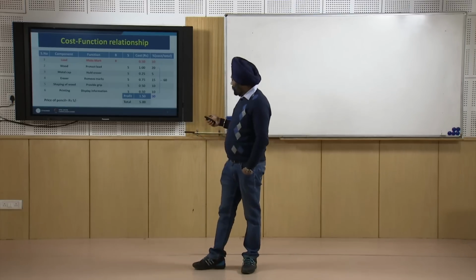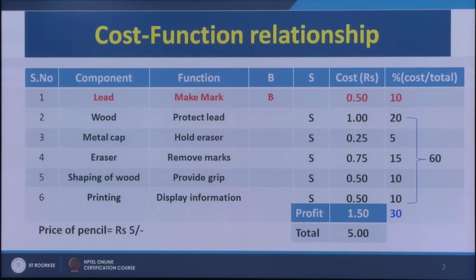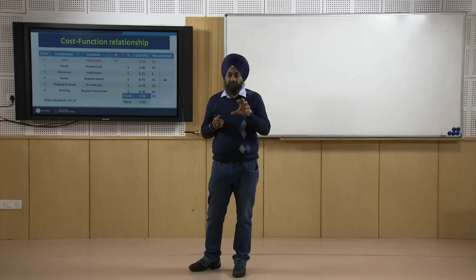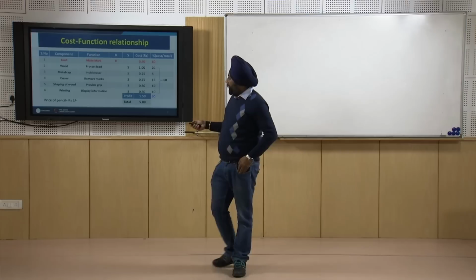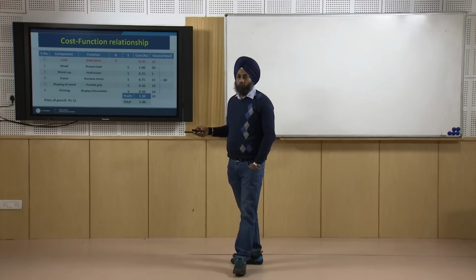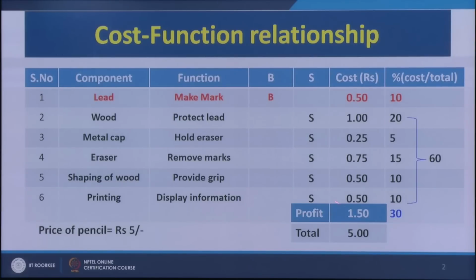The only thing that was missing in the slide was this 30. So 30% is the profit for that product. So we can see the noun and verb type of definition: lead, make marks; wood, protect lead; metal cap, hold eraser. So we have divided the wooden pencil into its individual components and the processes that add to the cost of the product, and the cost of the product is 3.5 rupees, which is added up here, and profit is 1.5, and the selling price of the pencil is rupees 5.